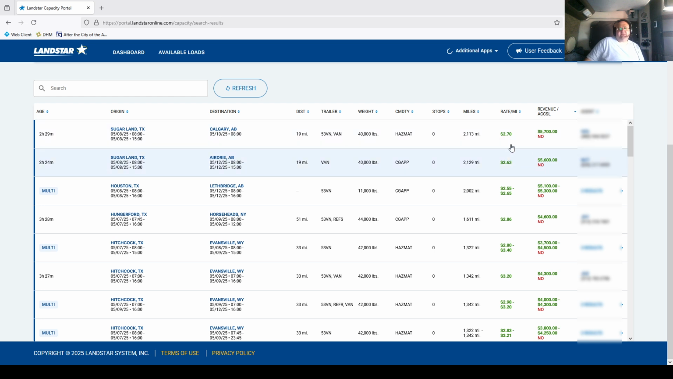So we have a 7 cent per mile difference between these two, but it's the exact same load, and this one's paying $100 less. They're using different zip codes, so they have different mileage. The mileage difference is 113 to 129. Was that 16 miles?